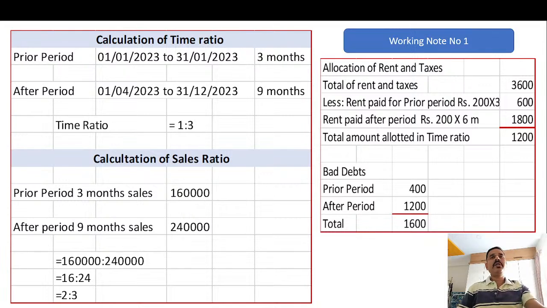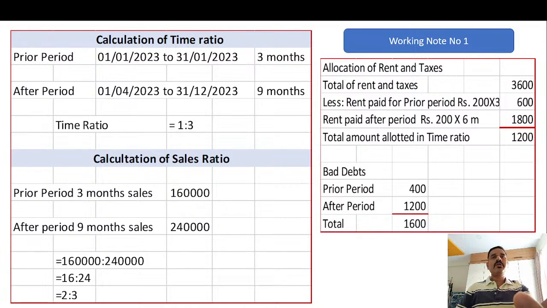So the next working note is allocation of rent and taxes. The total rent and taxes is 3,06,000. In the information they are given, rent paid for prior period is 200 per month, so total 3 months will be there, so that is 600. Then rent paid after is 200 into 9 months. It is not 6 months, it's 9 months. The calculation was done correctly, but you mentioned 6 months, it is 9 months. So 200 into 9 equals 1800.